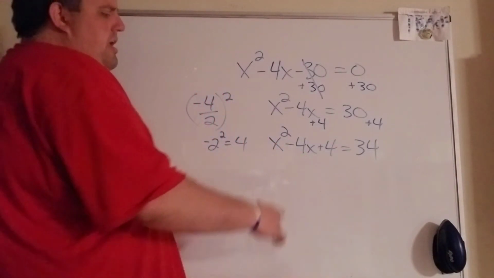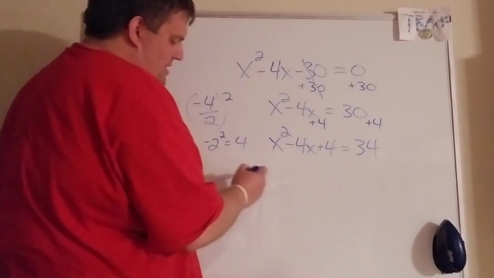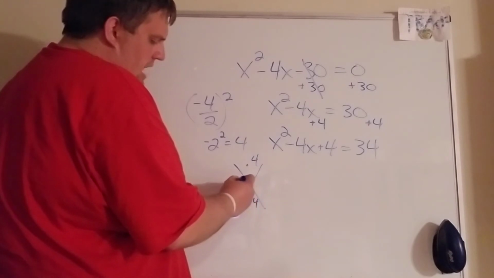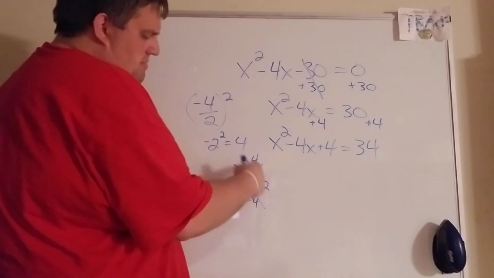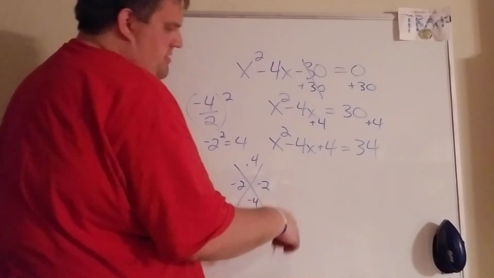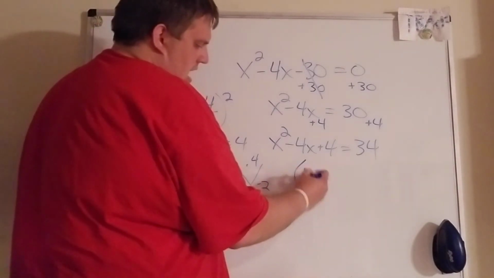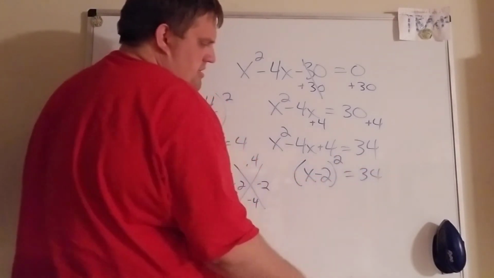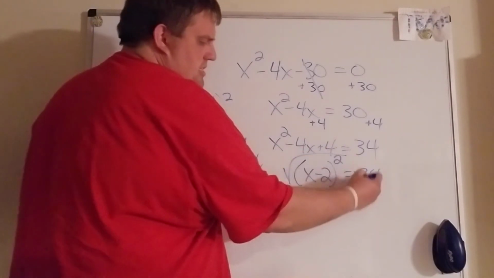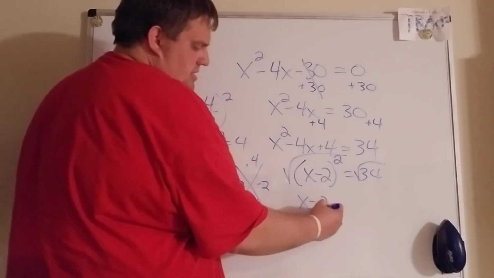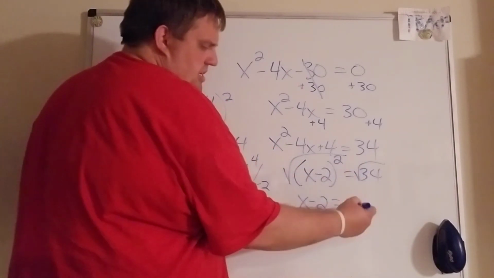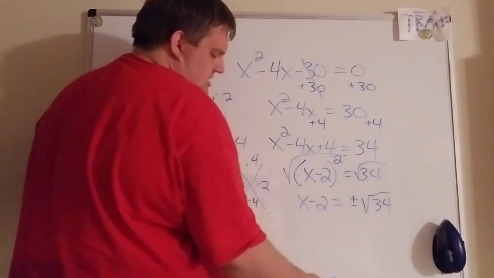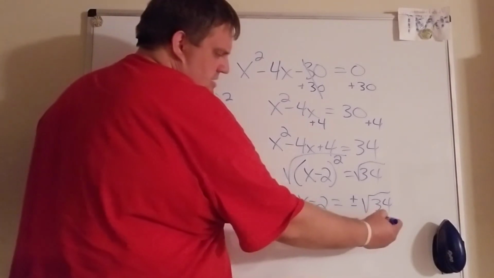Cool. Now I can factor this. Multiplies to give me 4, adds to give me negative 4 would be negative 2 and negative 2. So we got x minus 2 squared equals 34. Solve it, take the square root. We're just going to leave that plus or minus square root of 34. And then we're going to add 2 to both sides.